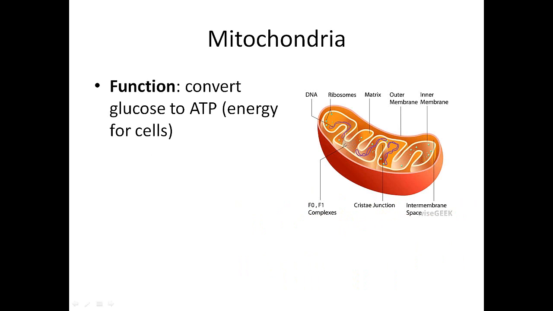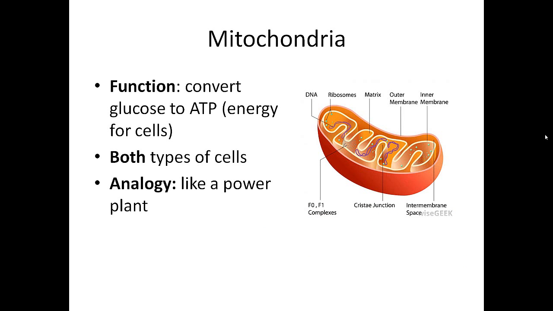Mitochondria looks like a little bean, and then inside, this is a cutaway, it has this folded shape. Its job is to convert glucose or sugar to ATP. ATP is energy that cells use. Both types of cells, plants and animals, have mitochondria, and it's like a power plant.